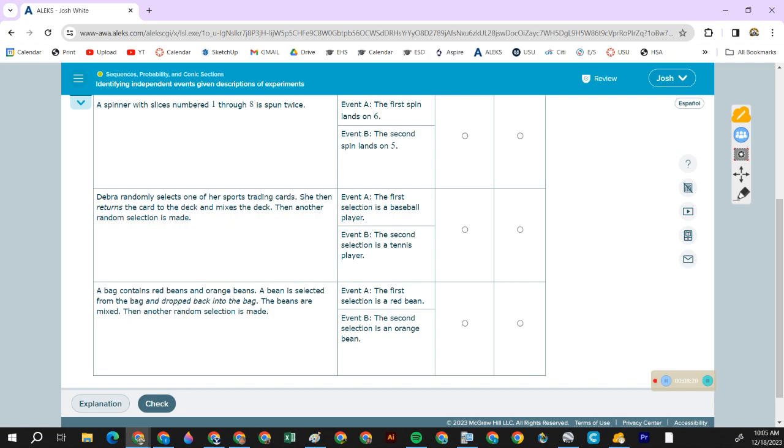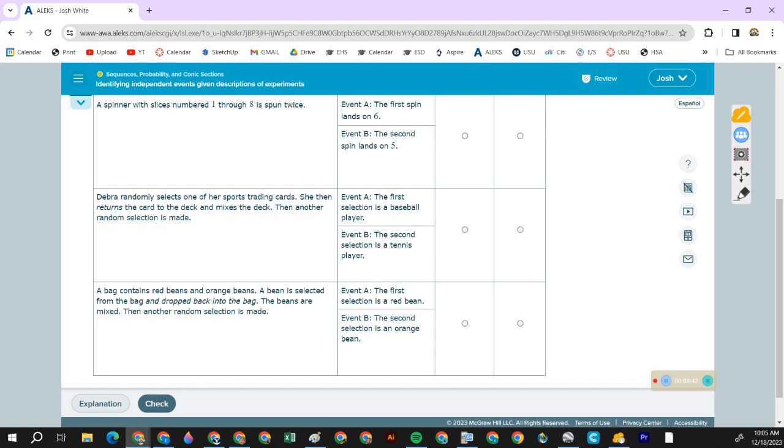Deborah randomly selects one of her sports trading cards, then returns the card to the deck and mixes the deck and selects a second card. So is B dependent on A? No, because I stuck it back in. So the outcome of B is totally independent of the outcome of A.